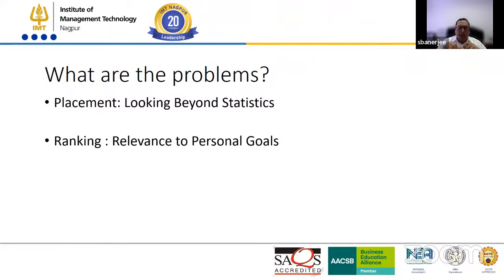Now, the ranking part is rather interesting. We look at the ranking and we make an assumption that a higher ranked institute is a better institute. The question is, do we look at how the ranking is actually done? Which parameters have been considered for the overall ranking of the institute? And how many of those parameters are actually relevant to my career ambition and my career goal?